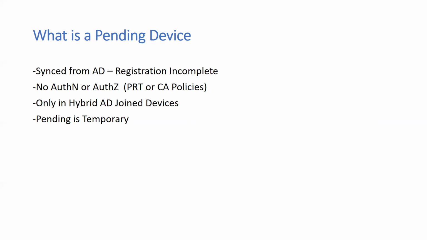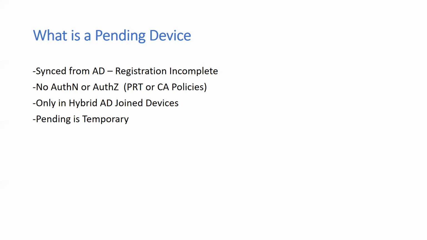I want you to note that this pending device exists only for hybrid AD joined devices and not Azure AD joined devices or Azure AD registered devices. Now, when a device is joined to Azure AD through hybrid configuration that is synchronized from your on-premise AD to Azure AD through AD Connect, the text will sync the device object to Azure AD and temporarily set the register state of the device to pending before the device completes the registration. The reason for this is because the device must be added to Azure AD directory before it can be registered. That is just straightforward.